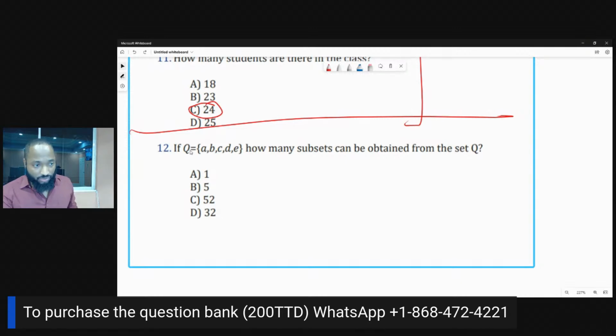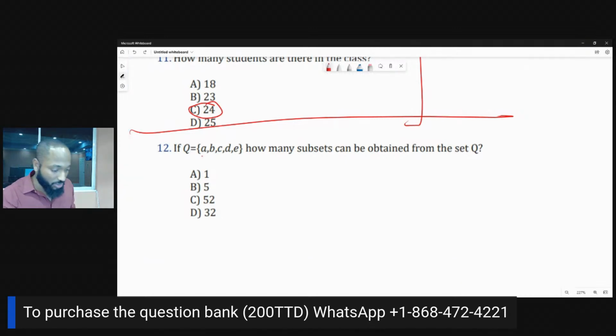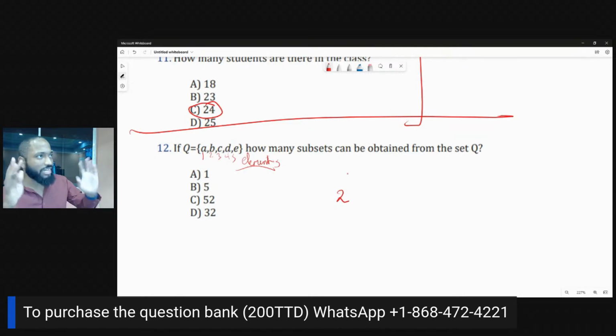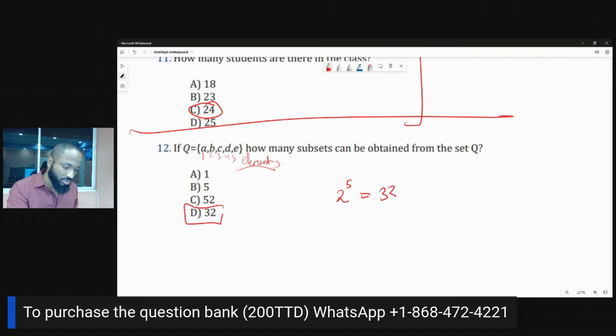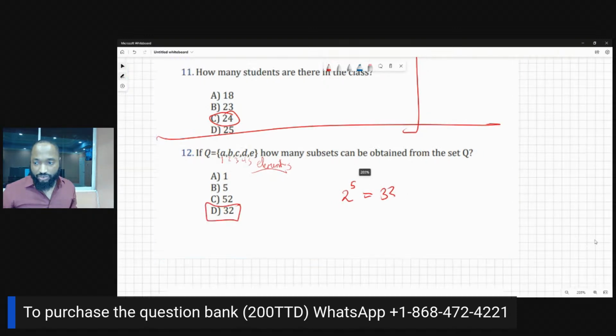How many subsets? We do this already. This is just what, 1, 2, 3, 4, 5 elements. 5 members. We either call them elements or members. So what I told you all to do, 2 to the power of the number of elements. We're not doing any long sessions yet. The long sessions will come after April, where we'll be doing a bunch of paper 2s on the run up to the exam in 11 days. So it's just 2 to the power of the number of elements. 2 to the power of 5 is 32. Okay, so that's D.